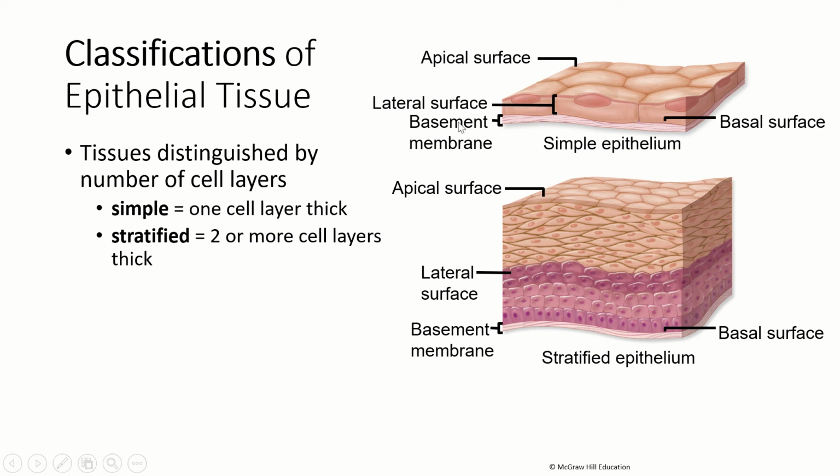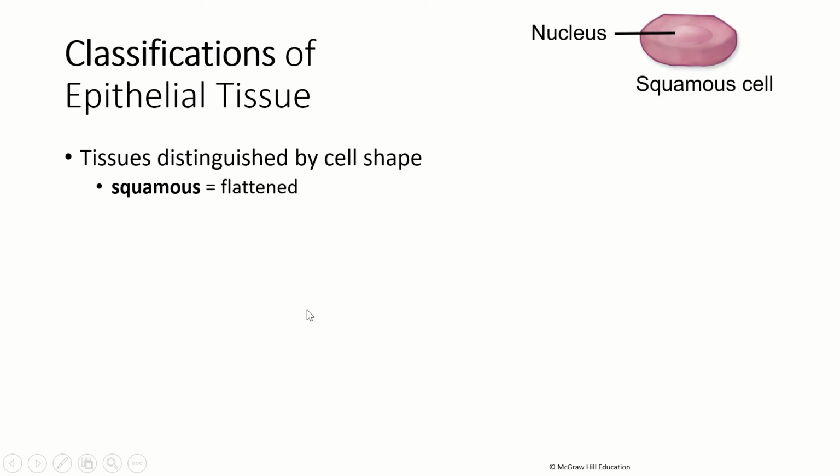So here we have flat cells, 1 layer of them. This would be a simple epithelium or epithelial tissue. This one, we have several different shapes of cells, many layers of each one. These are all stratified tissues. The shape of the cell is the other way we're going to classify the tissue.